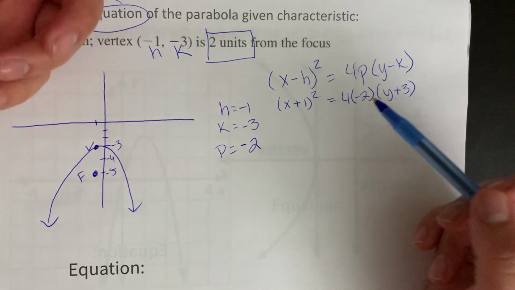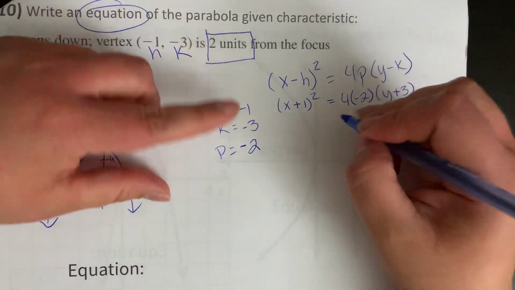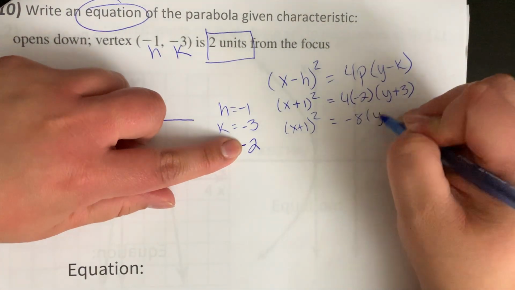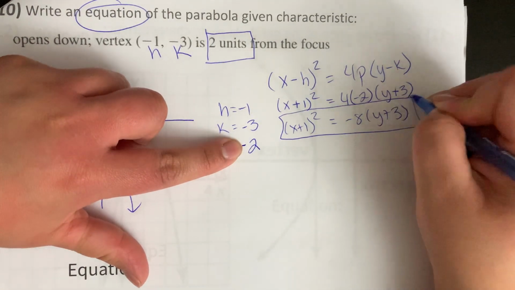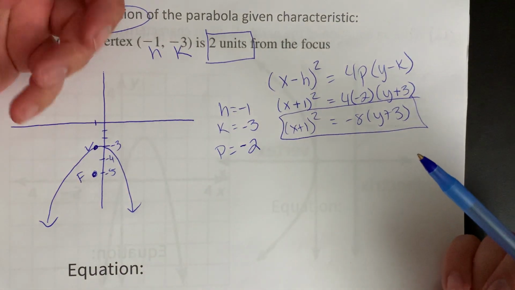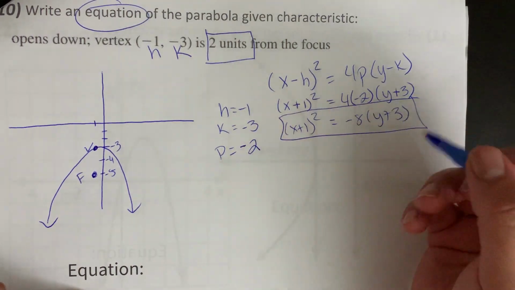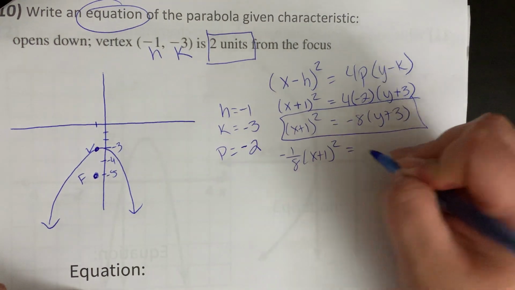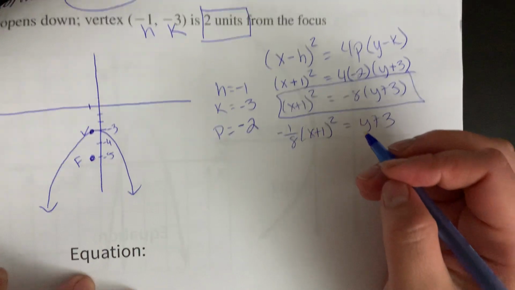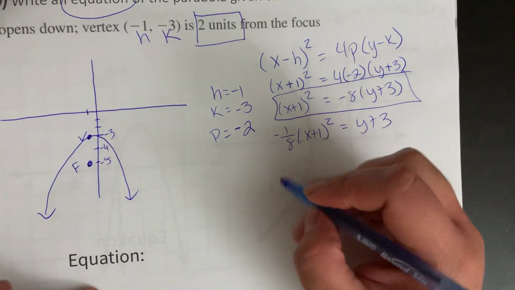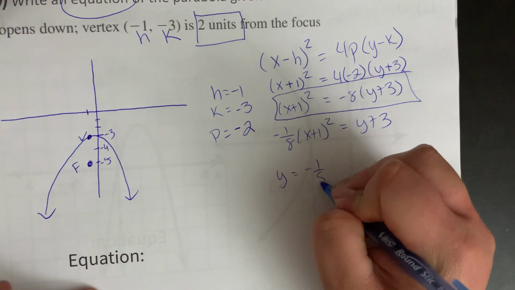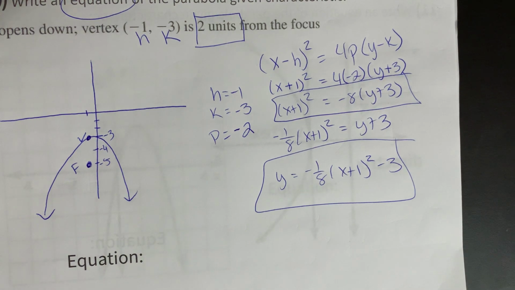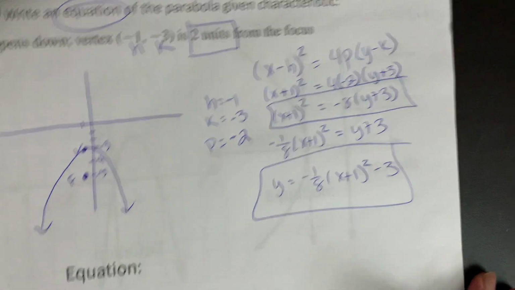And then you can solve for y, right? Again, it depends on what your equation looks like. So this would be (x plus 1) squared equals -8 times (y plus 3). So this could be your answer, or you could go ahead and isolate the variable that isn't squared. So this one isn't squared, so I'm going to divide by -8. So -1/8 times (x plus 1) squared equals y plus 3. Isolate the y by subtracting 3 from both sides. So you're going to end up with y equals -1/8 times (x plus 1) squared minus 3. Okay, so your answer can be either one of those. Alrighty.